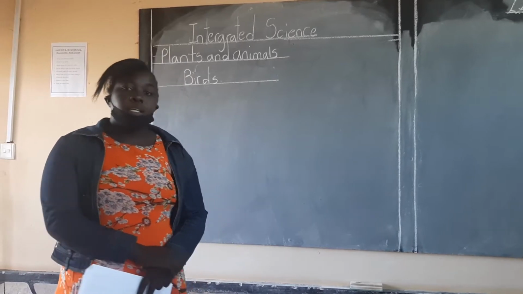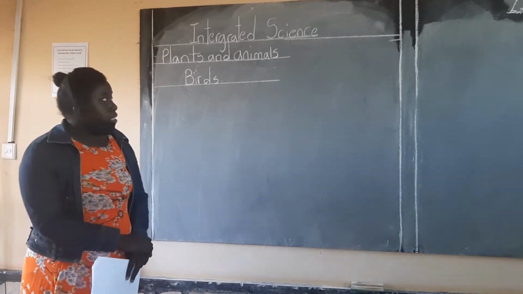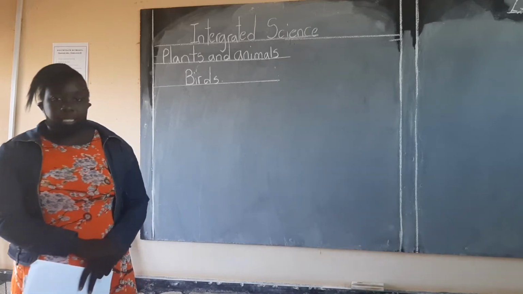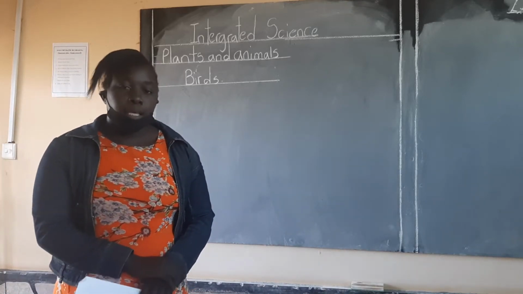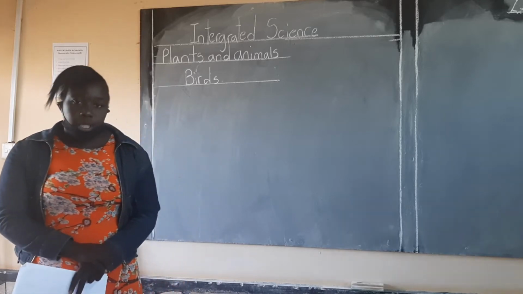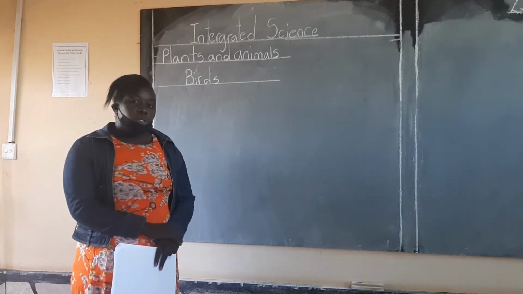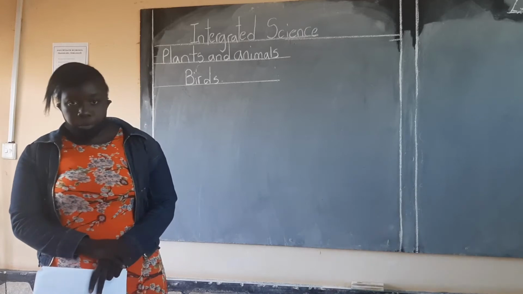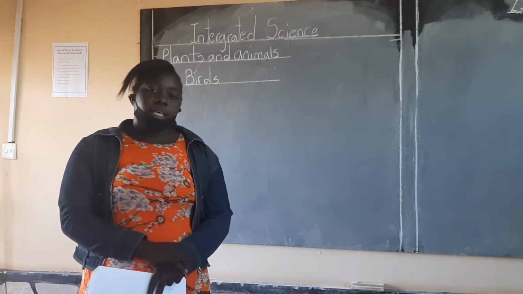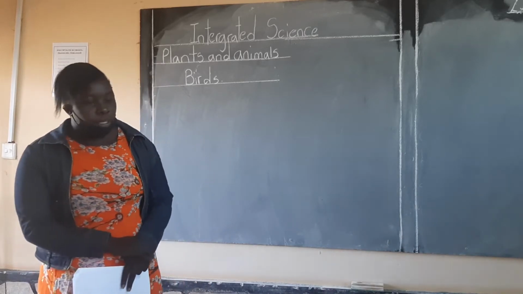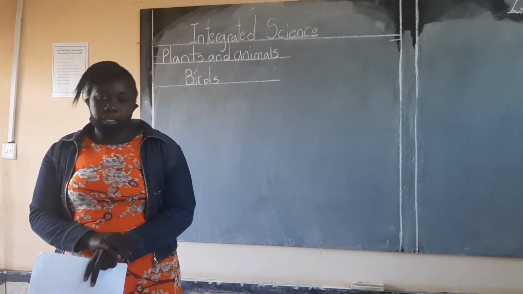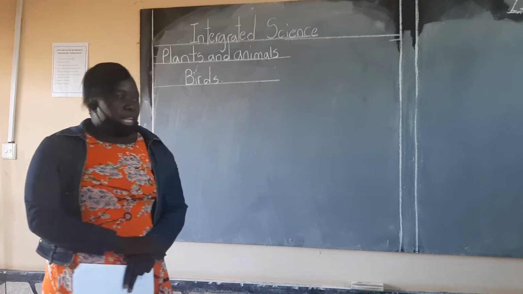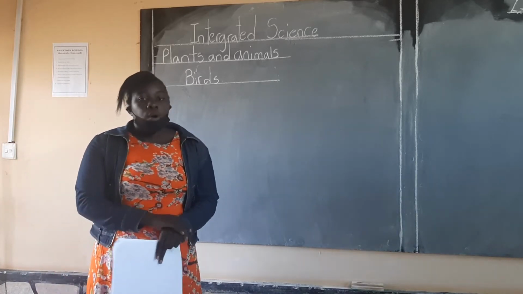Like I said, we were looking at mammals. We also said mammals are warm-blooded animals, meaning they produce their own heat. We also looked at different types of mammals. Examples of mammals, we said humans are among mammals. We also mentioned that bats are among mammals and many more. So these are some examples of mammals.